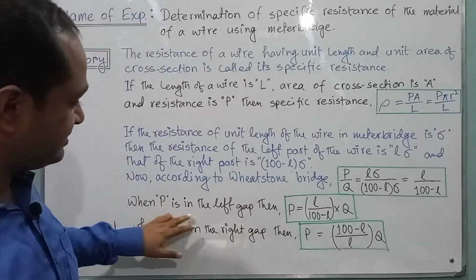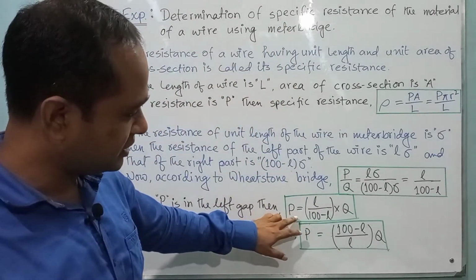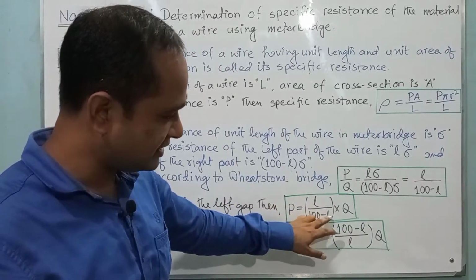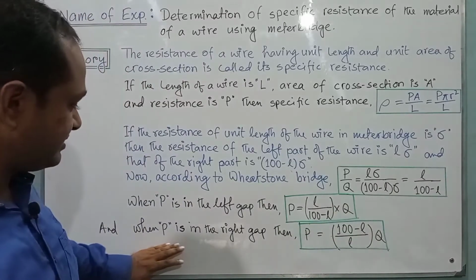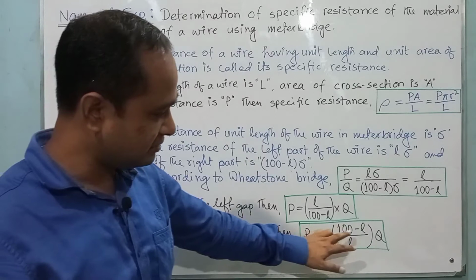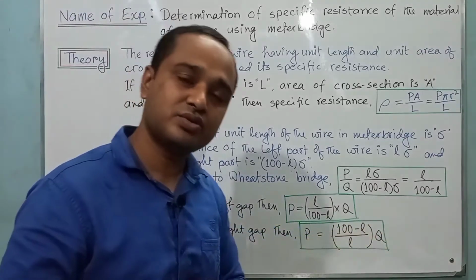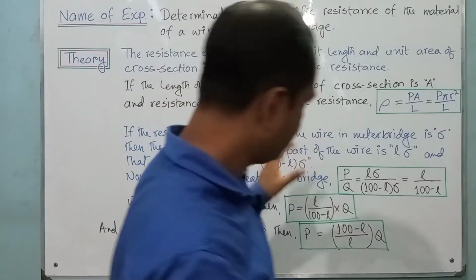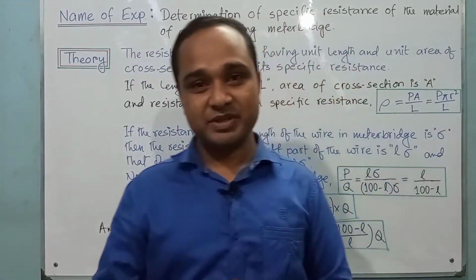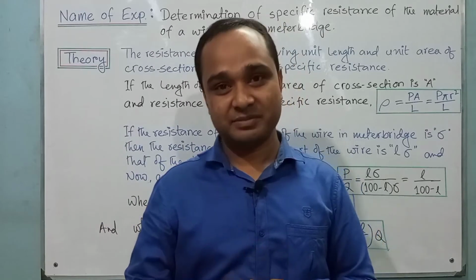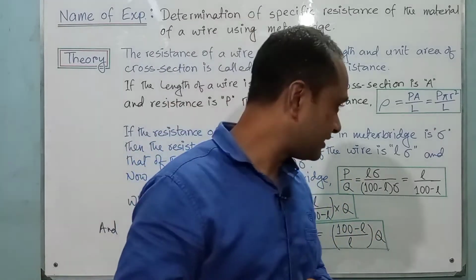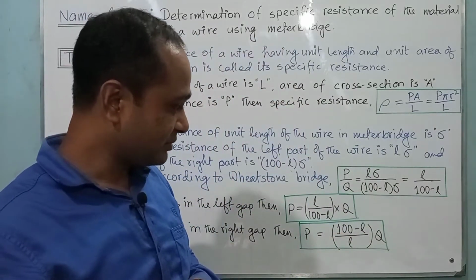So when P is in the left gap, P can be calculated by this formula: P is equal to L divided by (100 minus L) into Q. And when P is in the right gap, P can be calculated as P is equal to (100 minus L) divided by L into Q. I hope you got it. So now it is time to go to the experimental table or meter bridge. Let's move to the meter bridge and collect the data.